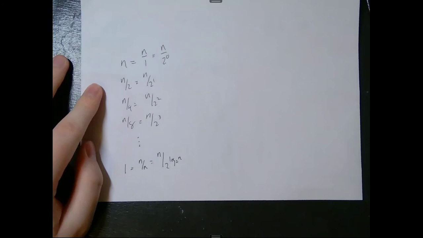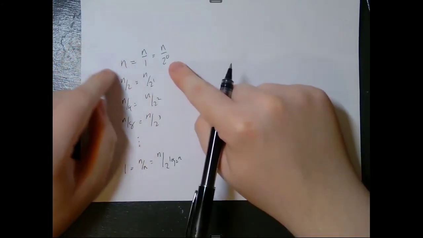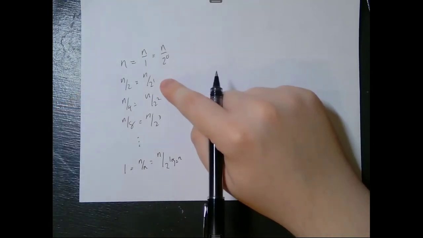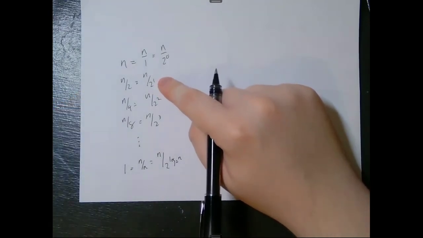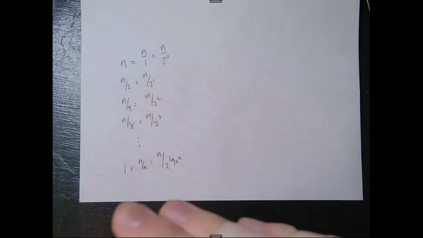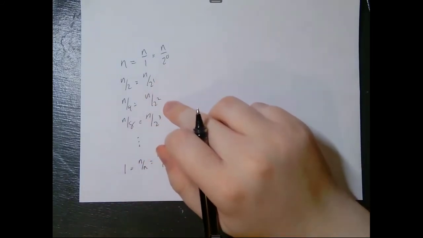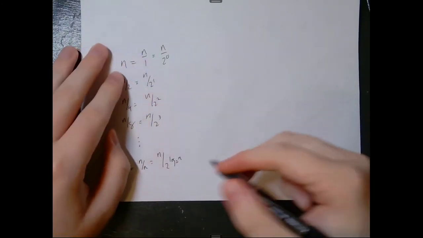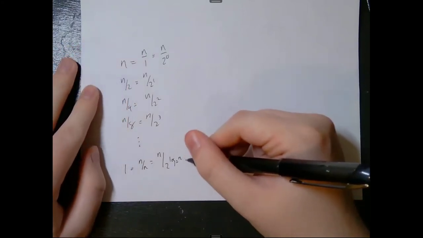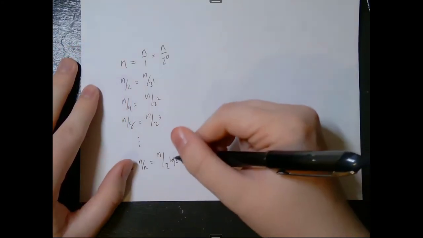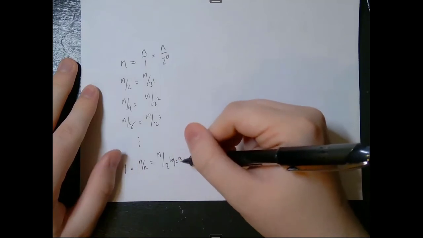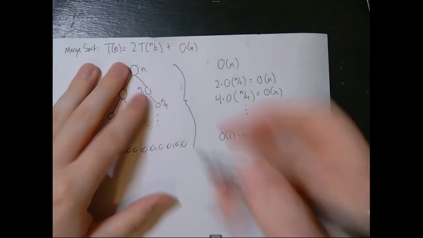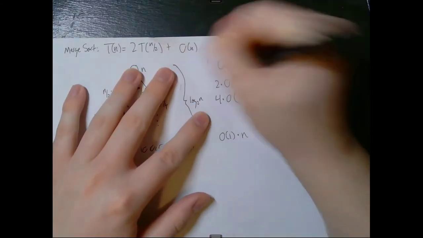So basically, when we've recursed 0 times, the size of the input is n over 2 to the 0. When we've recursed down to the first level, the size of the input at each node is n over 2 to the first. When we recurse down 2 levels, the size of the input is n over 2 squared, which is n over 4, etc. And when we recurse down log base 2 of n levels, the size of the input is n divided by 2 to the log base 2 of n, which equals 1. So you can use this logic to say that there are log base 2 of n levels here.